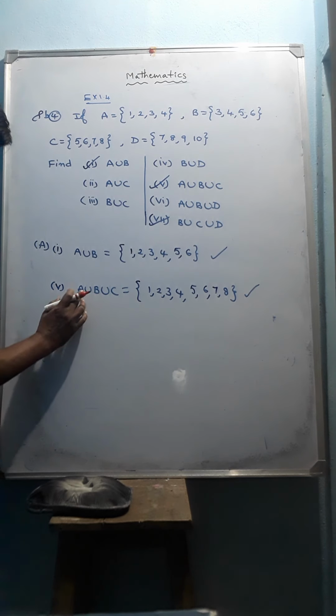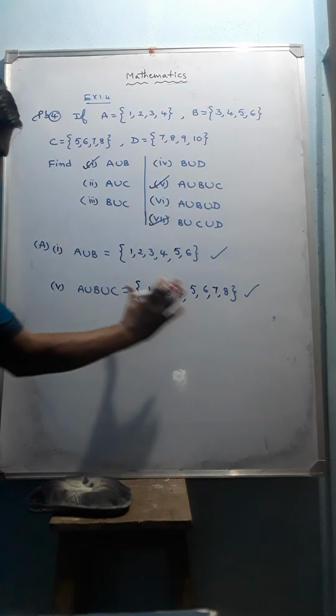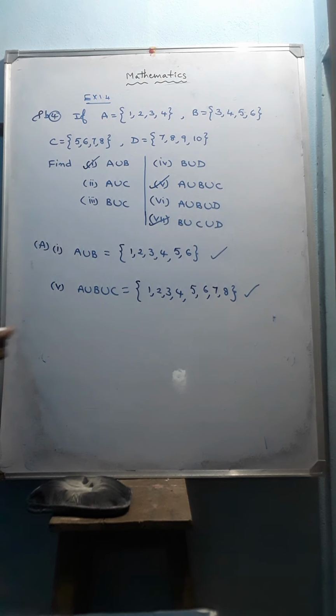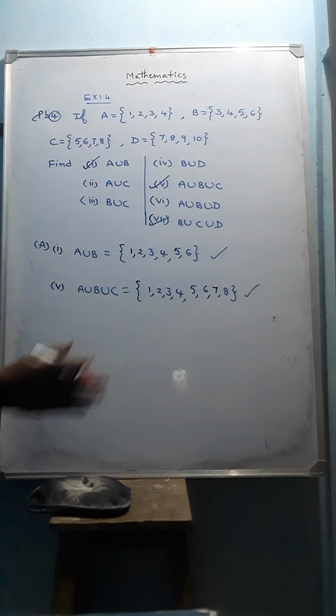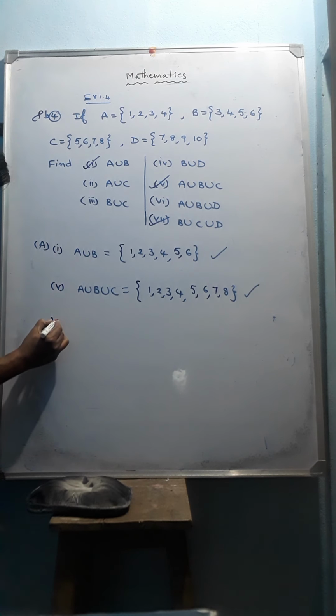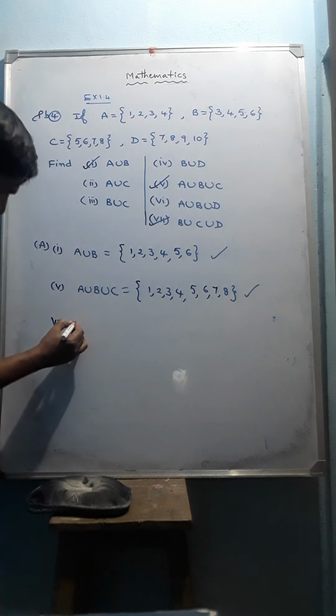That means A set, B set, C set elements you just write down only one time. If any element is repeated, don't write it 2 or 3 times. You just write only one time. Next, seventh problem. So what is the seventh problem?